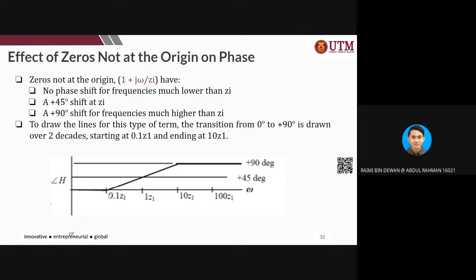Okay, so 0.1, and then going up because it says zeros not at origin, going up 45 passing through at Z1, and then another one to 90 degree. So this one is transition from 0 to 90 degrees. Okay, this is your Zi. So you can see the word here, right? Much lower, much higher.